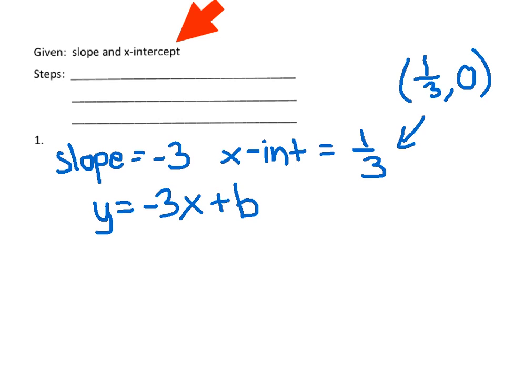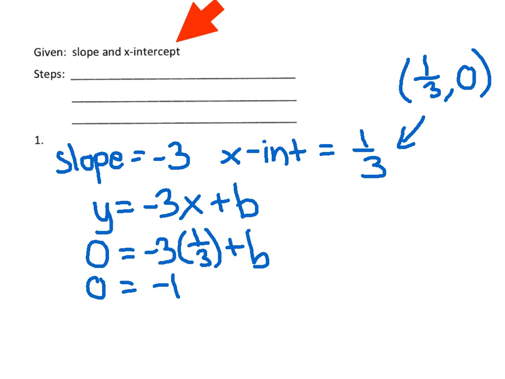For your second step, now you want to find the value of b. In order to find that, you want to substitute your ordered pair for your x-intercept. So 1/3 is equal to x, 0 is equal to y. So I'm going to substitute 0 for y, 1/3 for x. And then you're just going to simplify this equation and solve for b. So this is 0 is equal to -1 plus b. Therefore, b is equal to +1.